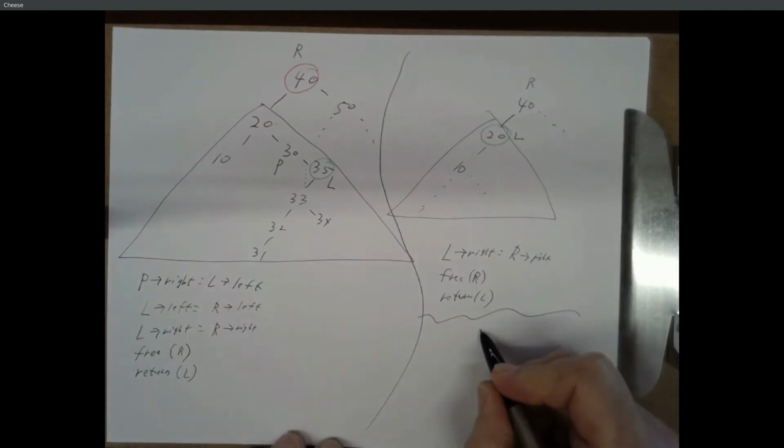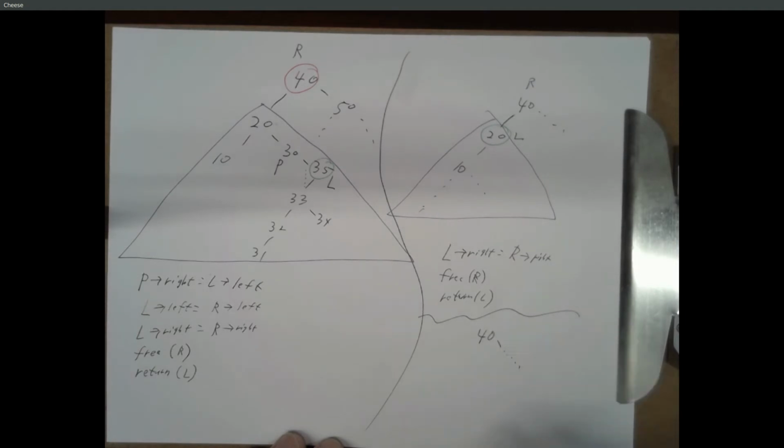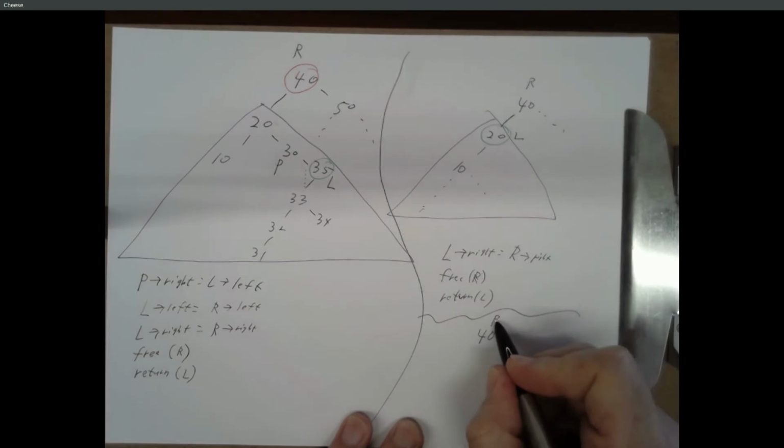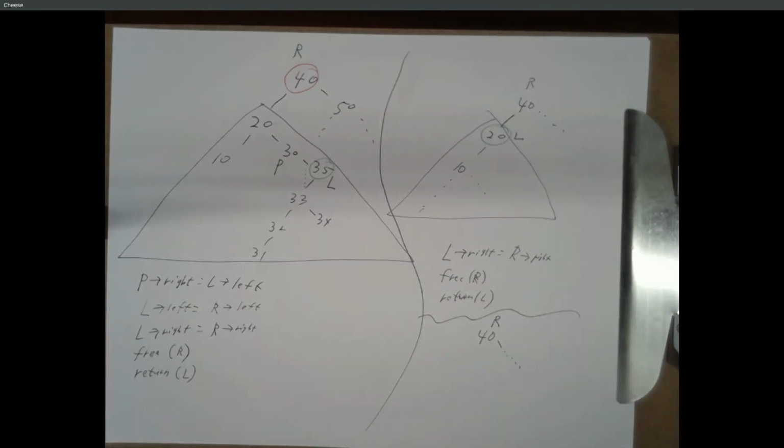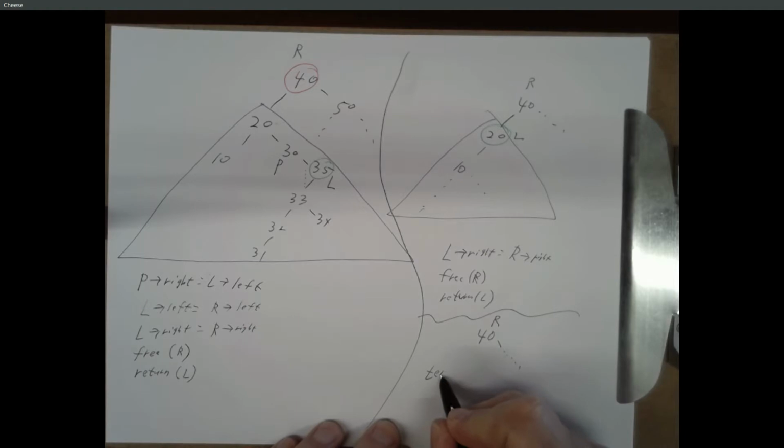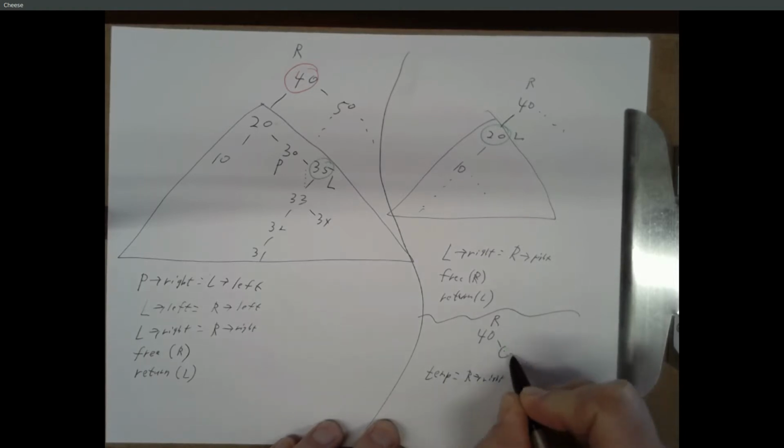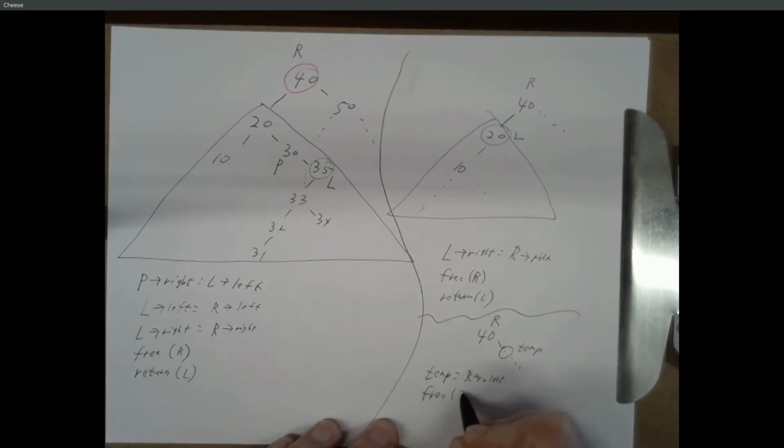Okay, there's a third case where your tree looks like this and there's nothing at all on the left. So we don't even have a left subtree we can search to find the largest thing in, because there is no left subtree. And so if this is the root, all we really need is something like temp equals root right. So whatever node is over here, that becomes temp. Free R, return temp.